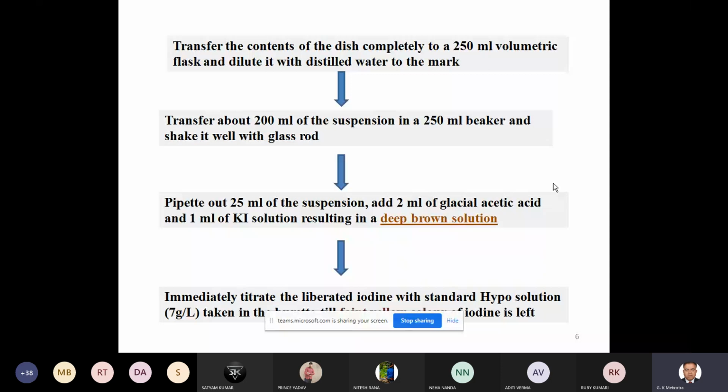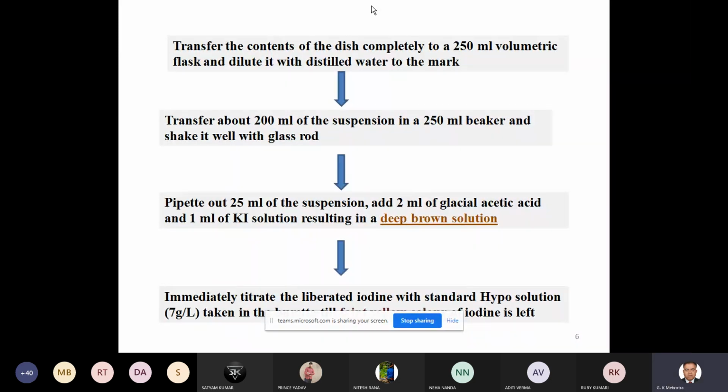Otherwise, what is the procedure? You will find many videos. I will give you a link of a YouTube video in which it has been shown that you can standardize the hypo solution with standard copper sulfate. So anyway, here in our lab you are provided a hypo solution whose strength is provided to you. You need not prepare it and standardize it.